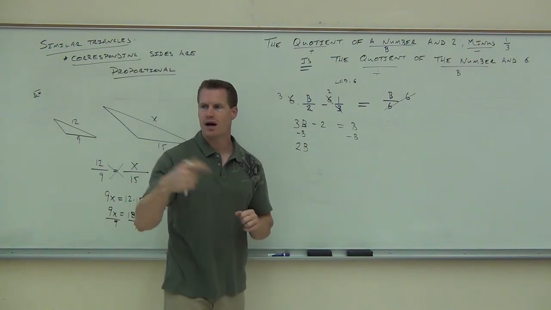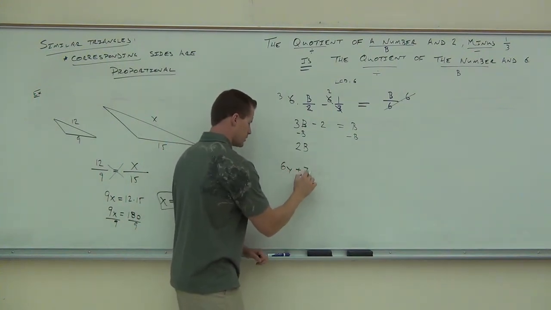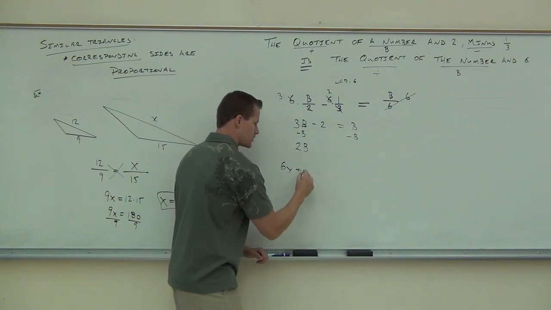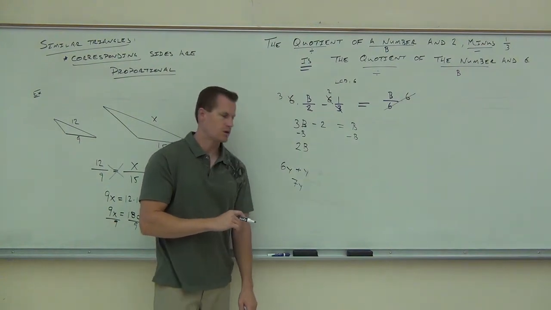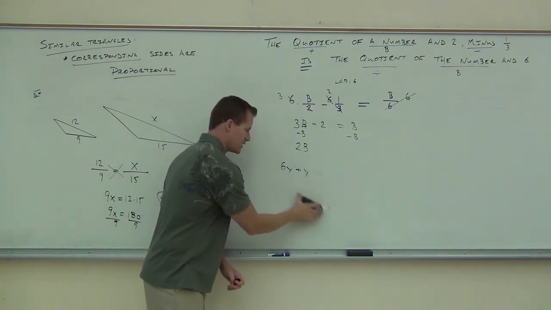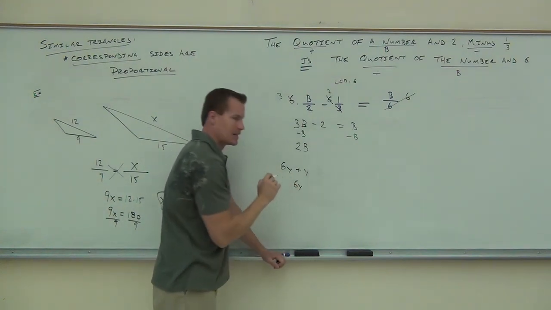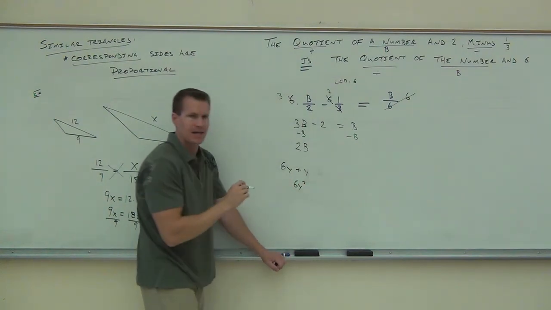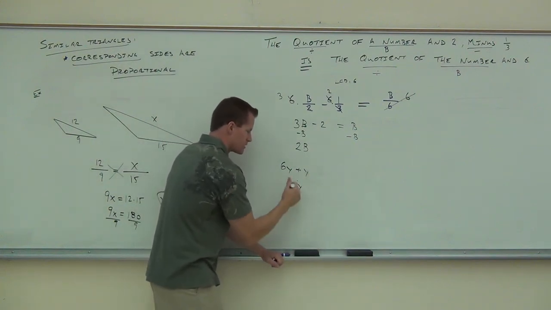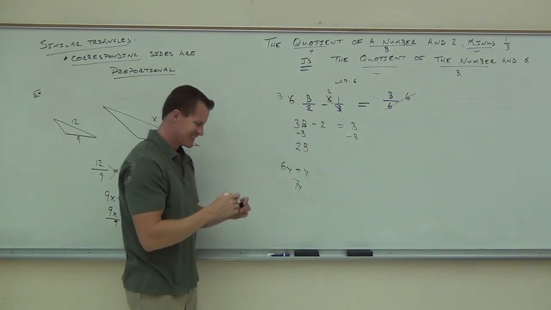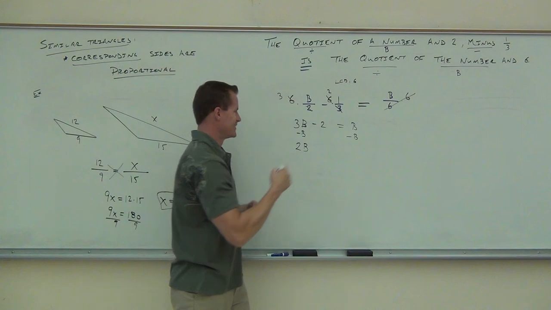Some people have been adding y's and getting the same. Some people have done that. 6y plus y. On your homework, 6y plus y is 7y. Now, some people have been getting this or this, and I can't have you do that. Either one of those is incorrect. The correct answer is the one that I read first.